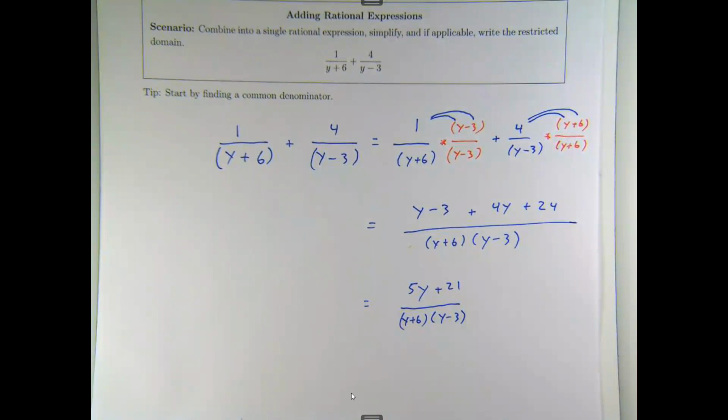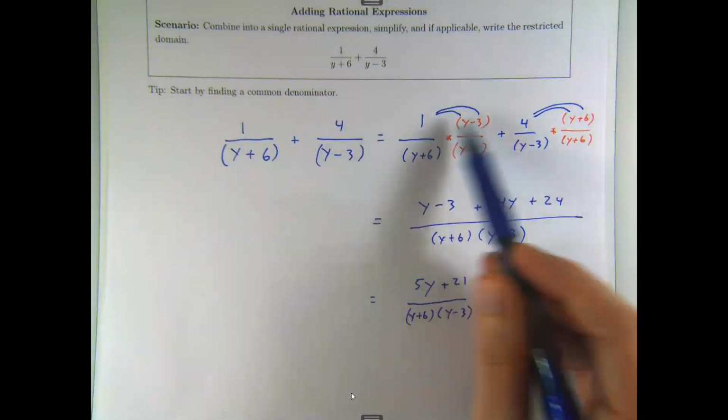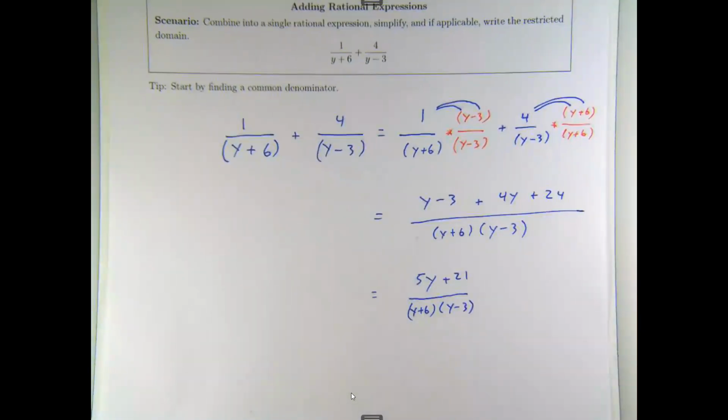So when I'm adding rational expressions, find a common denominator, add the tops, and then simplify as much as possible. Hope you found that useful. That was adding rational expressions.